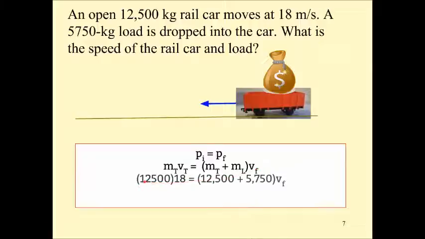So we put in the numbers. 12,500 times 18 is going to be equal to 12,500 plus 5,750 times V. So go ahead and do that math and pause the video. So then you should have found that the final velocity is 12.3 meters per second. Right, so that's the first type of collision, when they come together and they're in the same direction. The load is moving perpendicular, but we don't consider any momentum of this because it's not going to add or subtract to the sideways momentum.